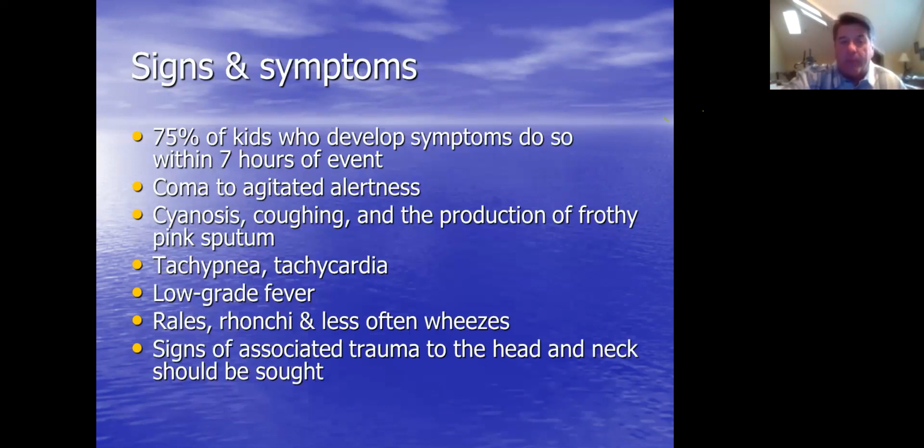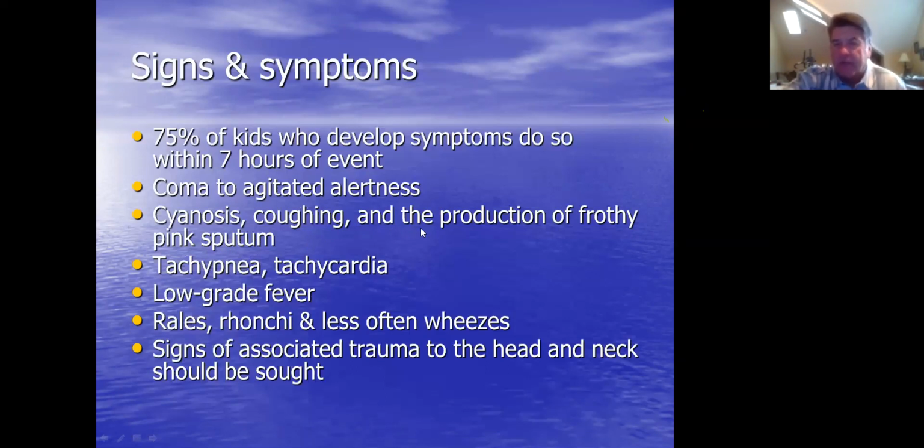They can be anywhere on the spectrum from coma, meaning completely unresponsive, to agitated alertness. They may have some cyanosis, whether central around the lips or peripheral in the hands, coughing, and the production of frothy pink sputum. Think back to congestive heart failure. What happens in congestive heart failure? The lungs fill with water. That water causes bursting of the small alveoli, and you wind up with pink frothy sputum, meaning spit and blood and sputum mixed together.